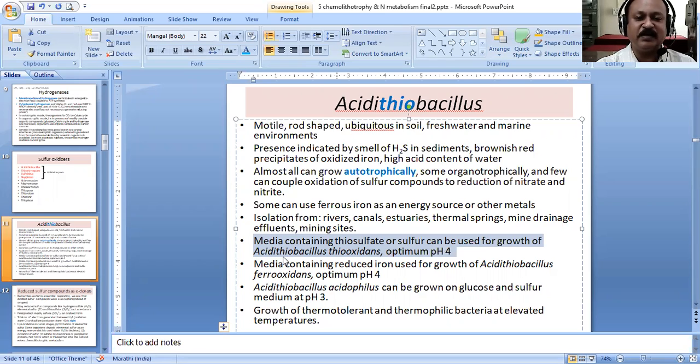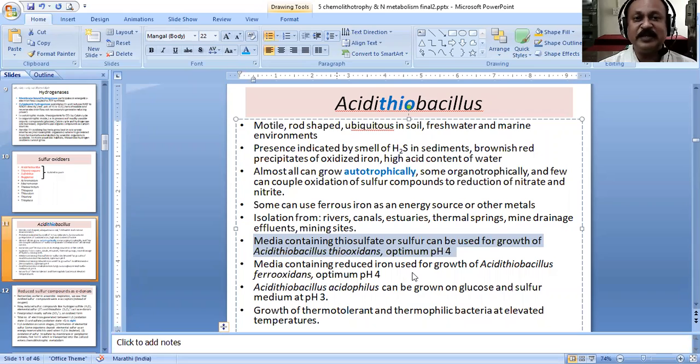Okay, there is a specific organism, Acidithiobacillus thiooxidans. Thiooxidans means that this organism can only grow on sulfur compounds as the electron donor. So if we are growing this organism, then we have to put sulfur compounds like thiosulfate and sulfur in the medium.